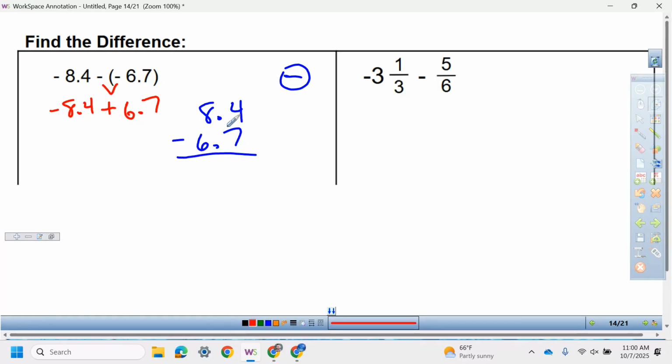Again, can't do 7, take away 4. So we're going to borrow. So 14 minus 7 is 7. 7 minus 6 is a 1. And we already knew the answer was negative. So negative 1 7/10.